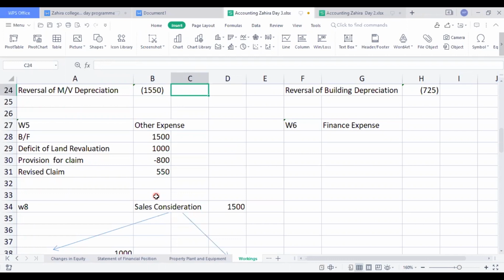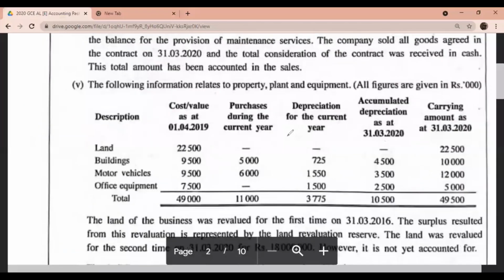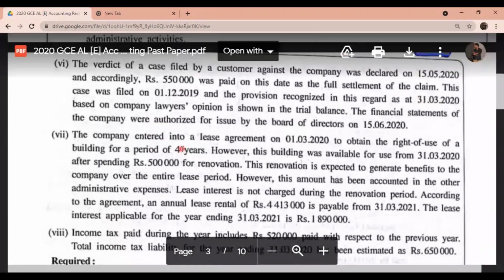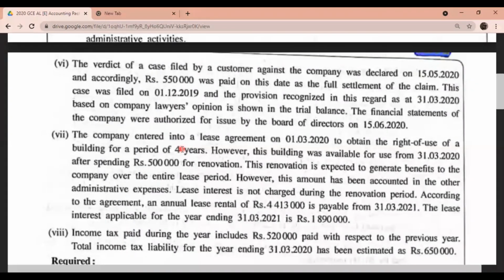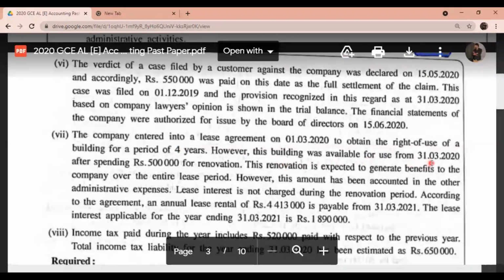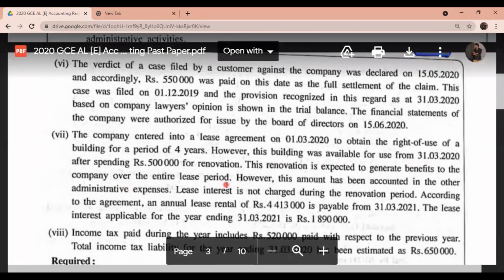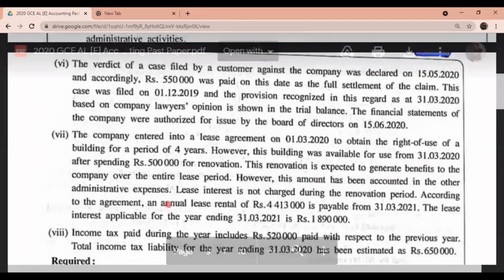Lease adjustment. A very big adjustment which we are going to do now. I'm going to move on to the question. Okay, I want you guys to focus. The company entered into a lease agreement on 1st March 2020 to obtain the right of use of a building for a period of 4 years. However, this building was available for use from 31st March 2020 after spending rupees 500,000 for renovation. This renovation is expected to generate benefits to the company over the entire lease period. However, this amount has been accounted in the other administrative expense.